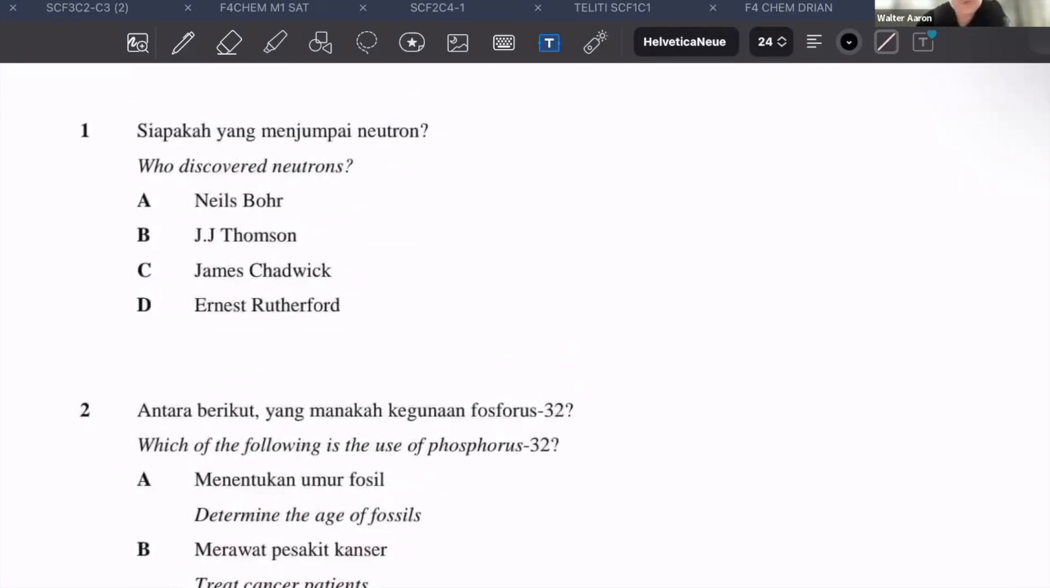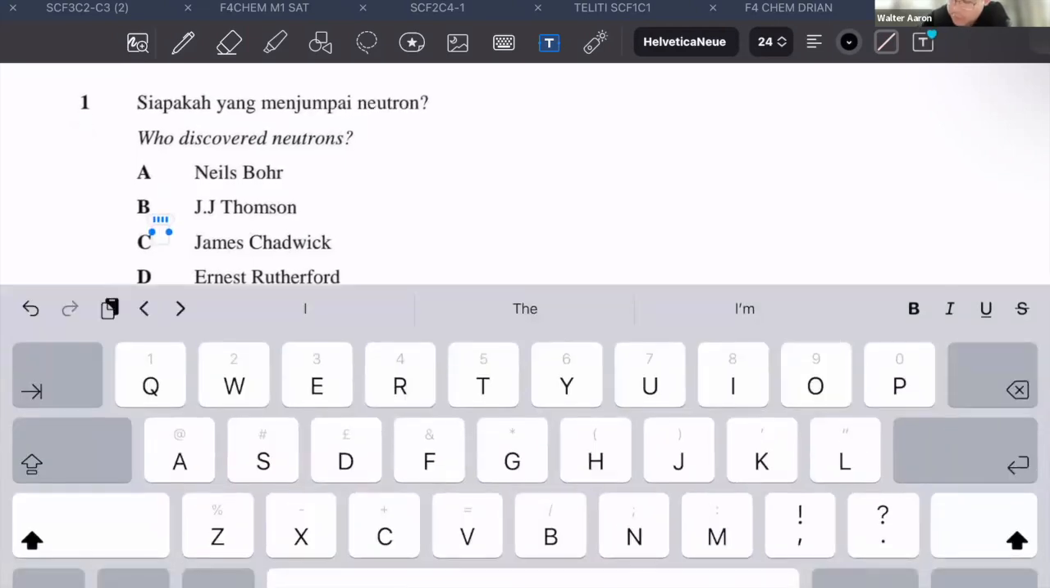The first question here is, who discovered neutrons? The simple answer here will definitely be C, which is James Chadwick.